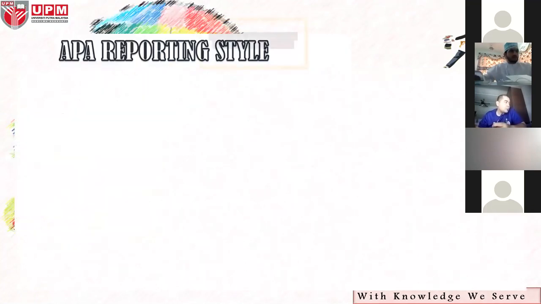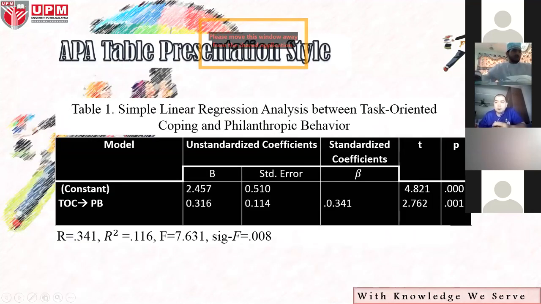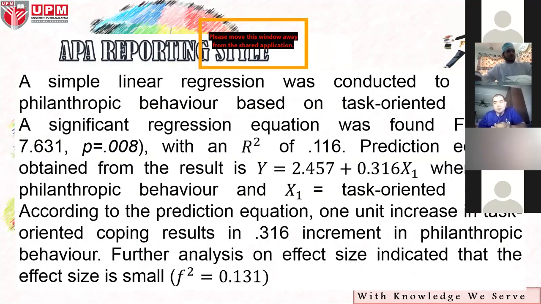Okay, in terms of reporting, this is how we should report. A simple linear regression was conducted to predict philanthropic behavior based on task-oriented coping. A significant regression equation was found: F equals 7.631, degrees of freedom equals 1, 158, significance value equals 0.008, with an R square of 0.116.